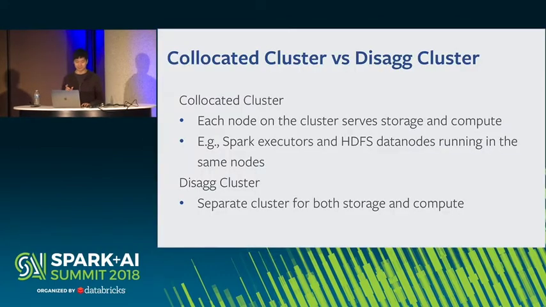So one way to define this is to compare and contrast to what we call a collocated cluster. This is our previous generation of hardware, and it may be familiar to many of you, where each node on the cluster serves both storage and compute. A familiar example is running Spark executors and HDFS data nodes in the same nodes. In contrast to that, in a Disagg cluster, we run separate clusters for both storage and compute.